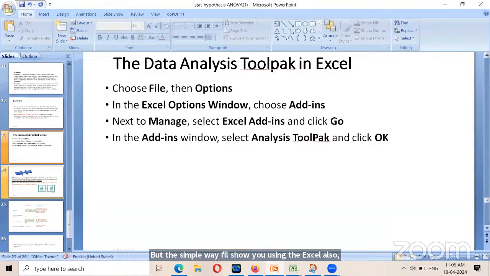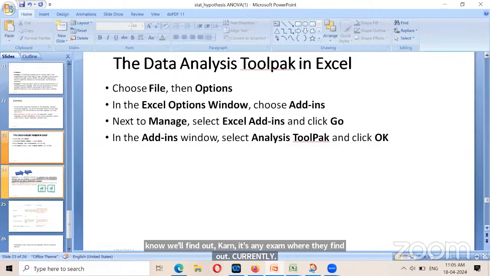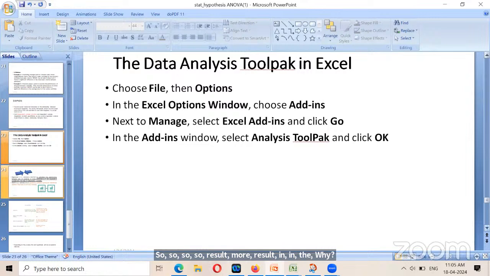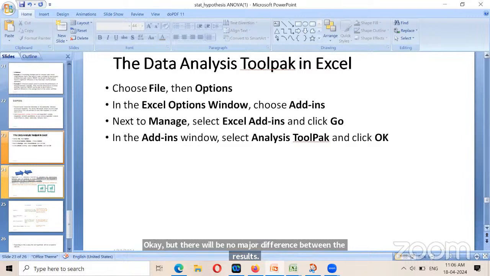If you consider the same data and work on it in R to find out ANOVA, and then do it in Excel, you will see a little variance in the results. You won't see much difference, but a little. Why? Because the method that Excel is applying and the R tool is applying are slightly different. So small variations you can have, but there will be no major difference between the results, either in Excel or in the R tool.